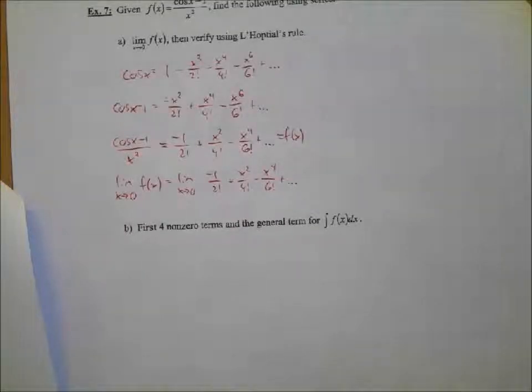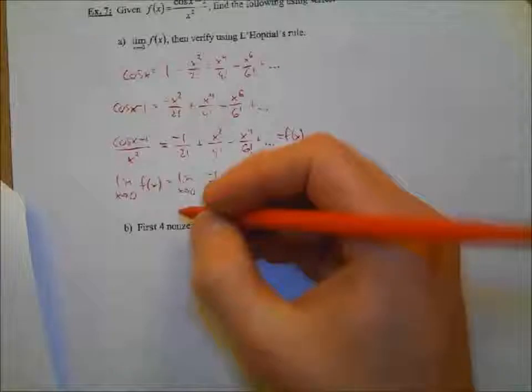Plug in 0 for x. Exactly right. We're going to use direct substitution here. Plug in 0 for x, and what do we end up with? Negative 1/2.